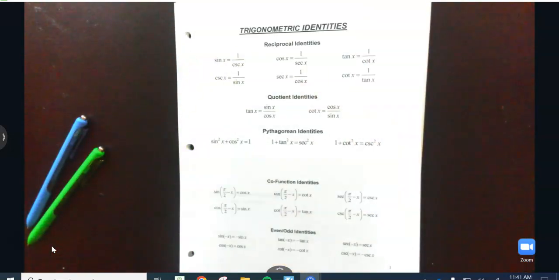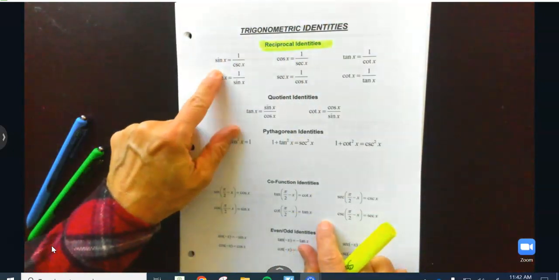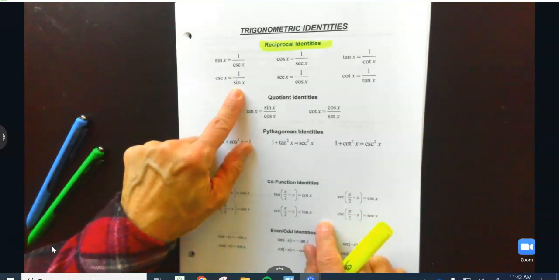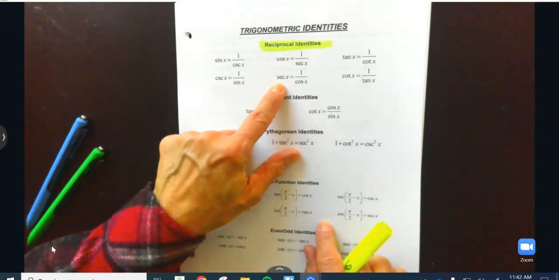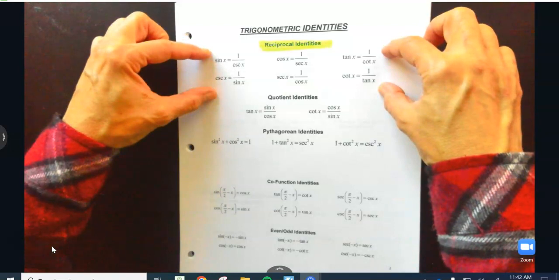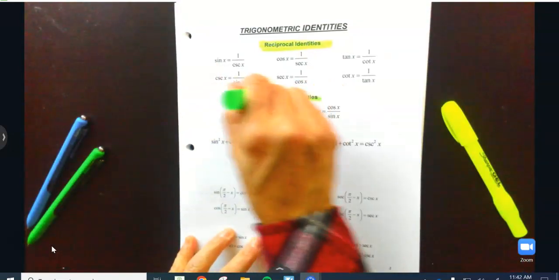already know. For example, the reciprocal identities. You already know that the sine is the reciprocal of cosecant, just like cosecant is the reciprocal of sine. You know cosine and secant are reciprocals. You know tangent and cotangent are reciprocals of each other. So you already know this top half of this sheet of paper with all these identities. You also know this one.